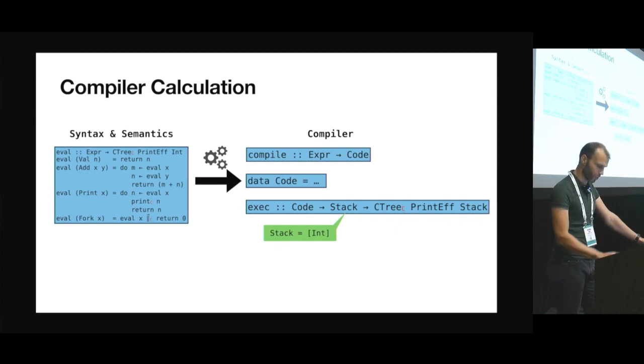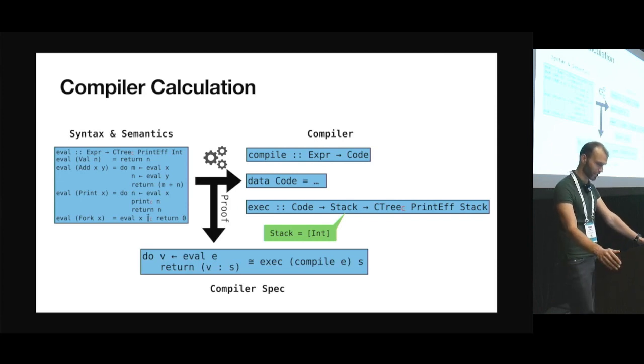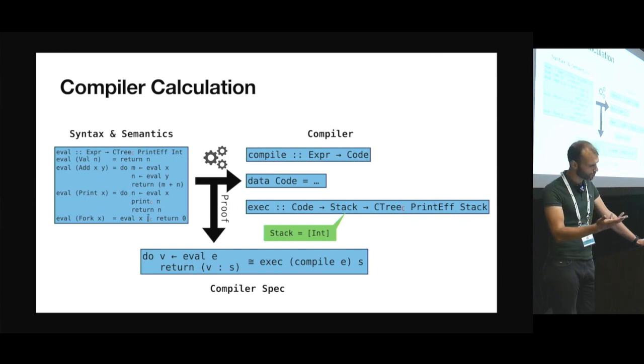Okay, so this is what we want to get out of this, and we also want to get out of this the proof of the compiler spec, right? So, and this looks like this now, right? So we want that if we compile the source expression and run the resulting code, starting with the stack S over here, this should be the same if we would just evaluate e to a value v and then stick this resulting value v on top of the stack, right? That should be the same. That's what we want.